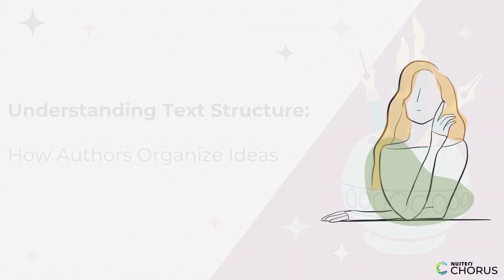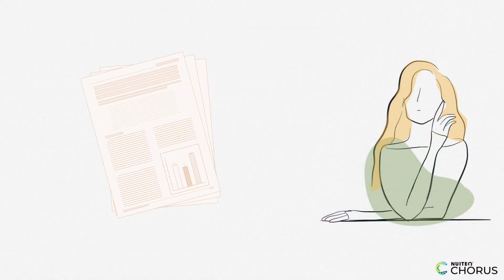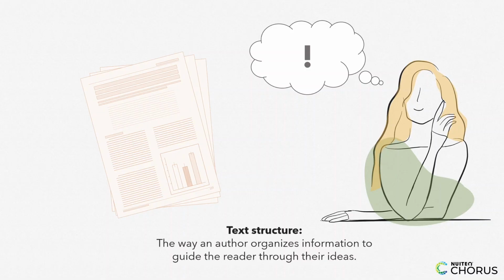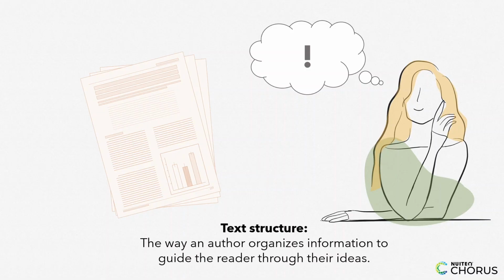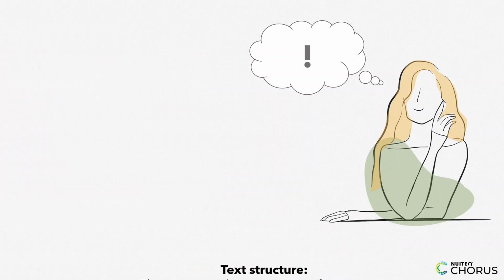Have you ever read an article, essay, or speech that just made sense? You understood the message clearly, and the points built on each other smoothly? That's because of something called text structure, the way an author organizes information to guide the reader through their ideas. Today, we'll explore different ways authors structure their writing, why it matters, and how it affects meaning.